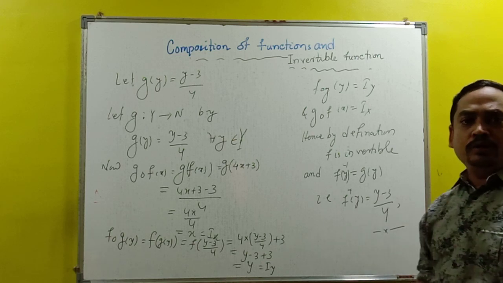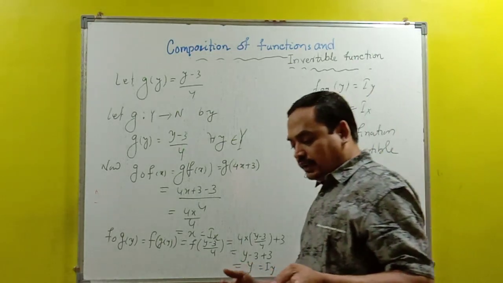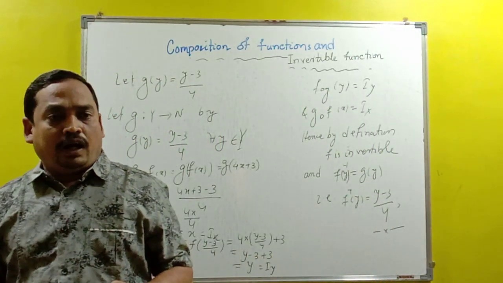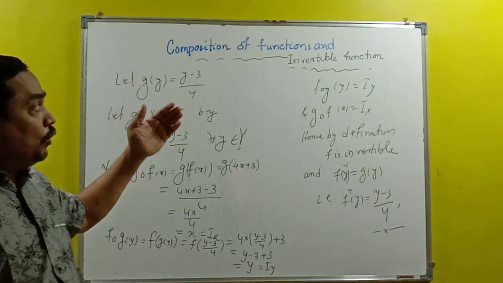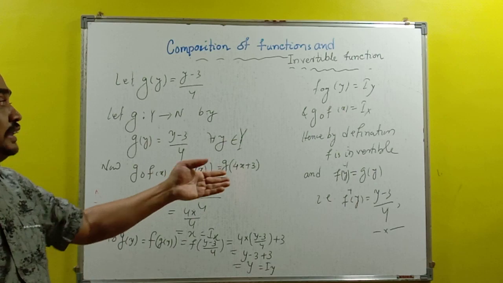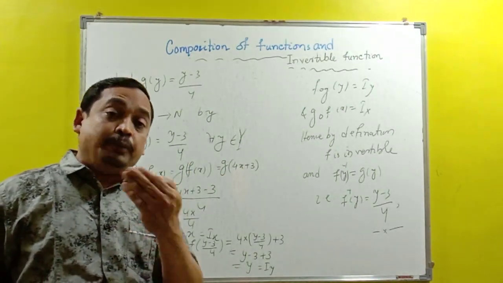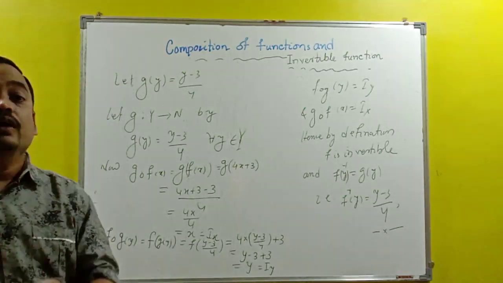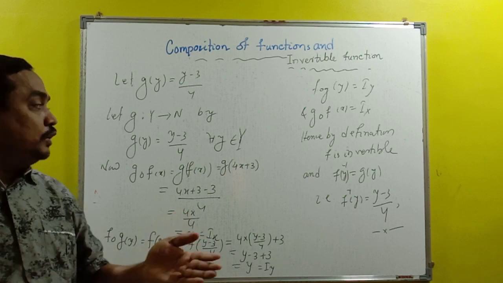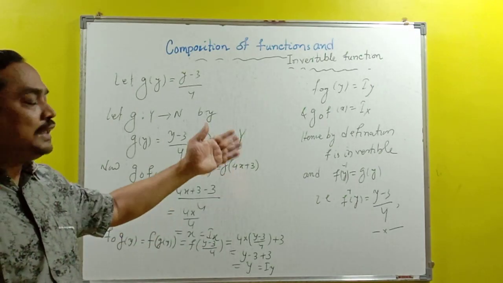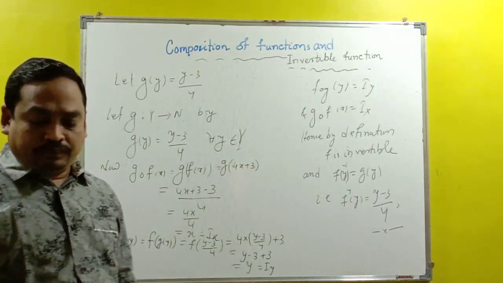I hope everybody understood. In this way, this is also one expected question for your board exam, and most of the time this type of question is asked. This question can also be solved as we have written in the note: if a function is one-one and onto, then f is invertible. That way also we can show it. So the same question I will solve for you in another method. By that time you note it.